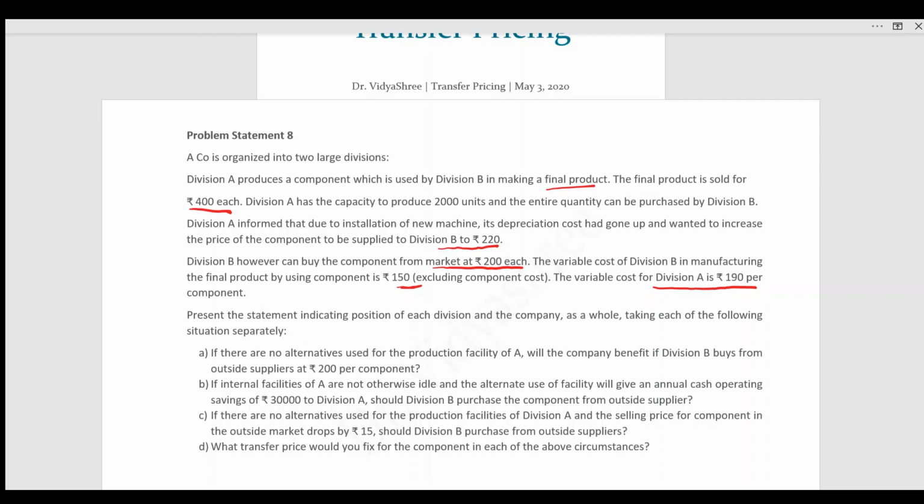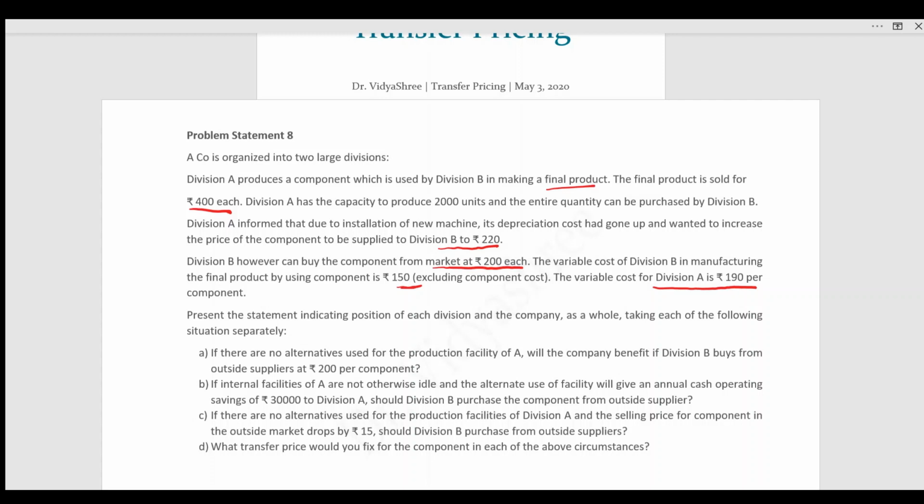So let's see what the situations are. Point number A: if there are no alternative uses for the production facility of A, will the company benefit if Division B buys from outside suppliers at rupees 200 per component?